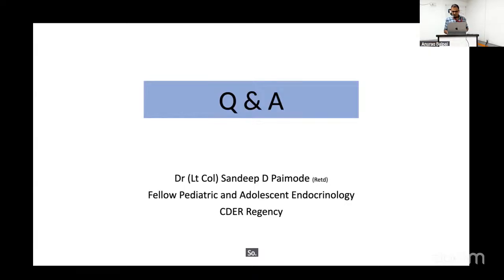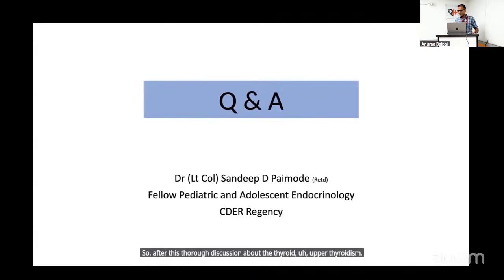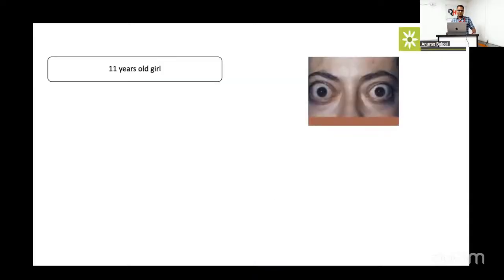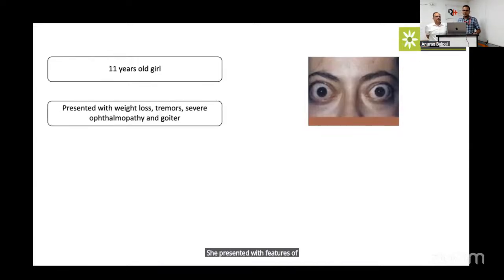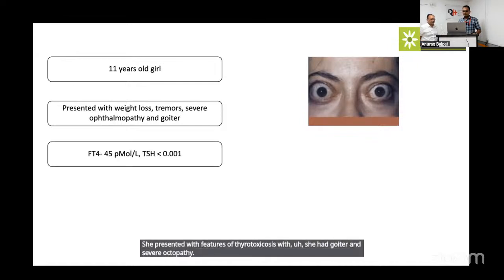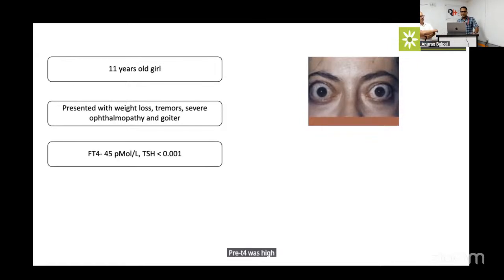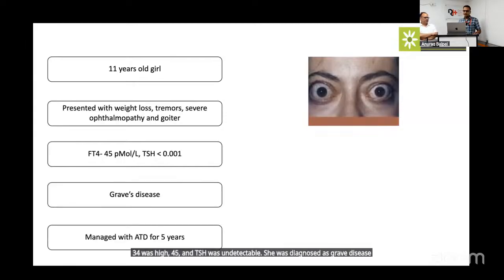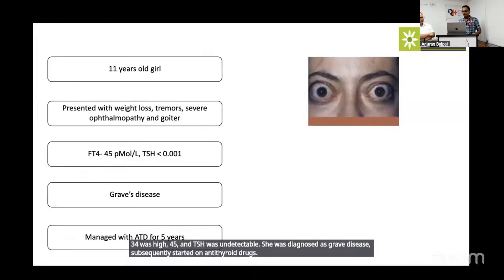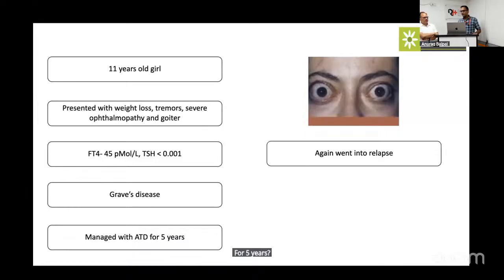So after this thorough discussion about hyperthyroidism, we'll move on to the question and answer section. First question: an 11 year old girl presented with features of thyrotoxicosis, with goiter and severe ophthalmopathy. Free T4 was high, 45, and TSH was undetectable. She was diagnosed as Graves' disease and subsequently started on antithyroid drugs for 5 years. Subsequently, she went into relapse. There was a remission followed by relapse.